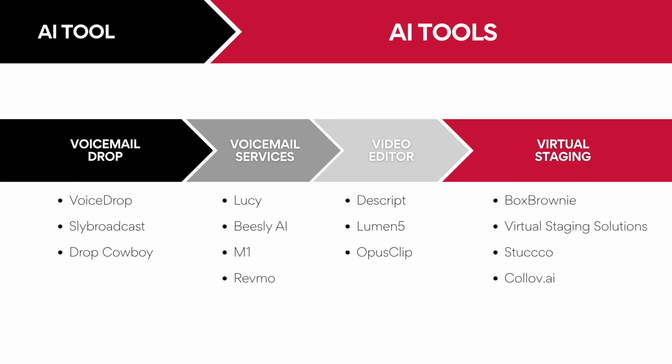And you can download it. Though some of these things cost money. Some, they'll give you a limited time where you can test it out. So you may not have to pay for it. And so that's that. Then you have virtual staging. So that's real estate. So you have Box Brownie, you have virtual staging solutions, you have Stucco, and you have Code AI. So all of these are great tools to actually use.